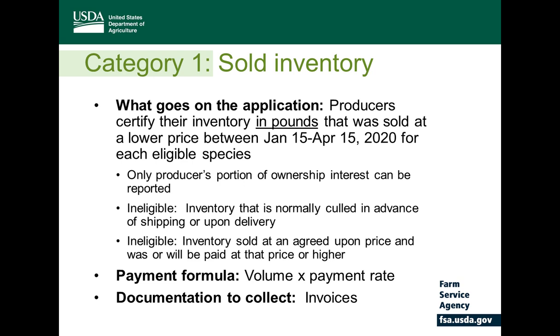Producers are only going to put on their portion of ownership interest, that is all that can be reported. Ineligible things are inventory that is normally culled in advance of shipping or upon delivery, as well as inventory sold at an agreed upon price and was or will be paid at that price or higher. So this payment formula is volume times a payment rate.